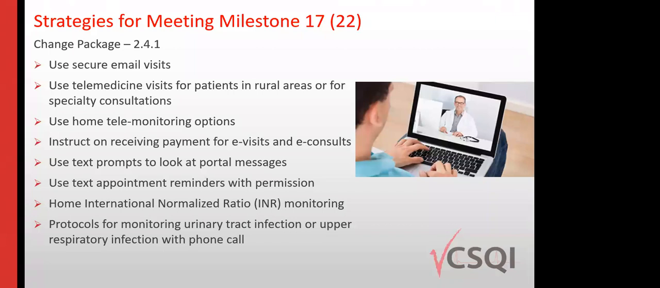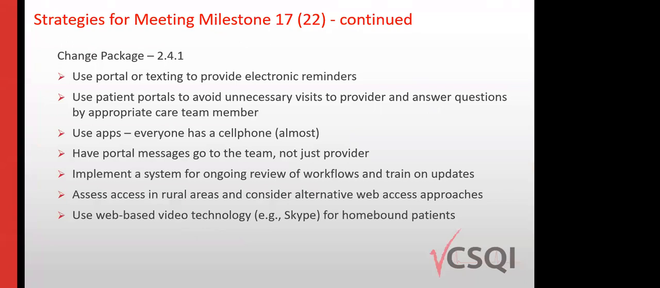Using text prompts that say, go to the portal and look at messages that have been sent to you. Using a text appointment reminder, with permission from the patient that you can use their phone number and text them that. Home INR monitoring, protocols for monitoring upper urinary tract infections or upper respiratory infections with a phone call. Additional ones continue on the next slide: using portal or texting to provide electronic reminders, using patient portals to avoid unnecessary visits to providers and answer questions by appropriate care team members.